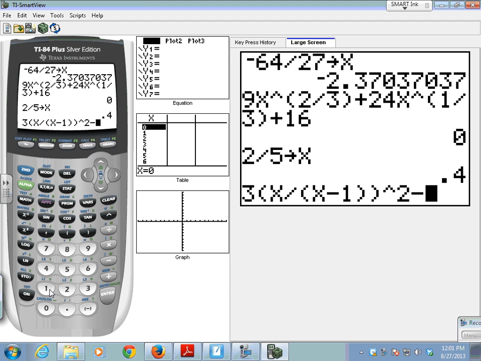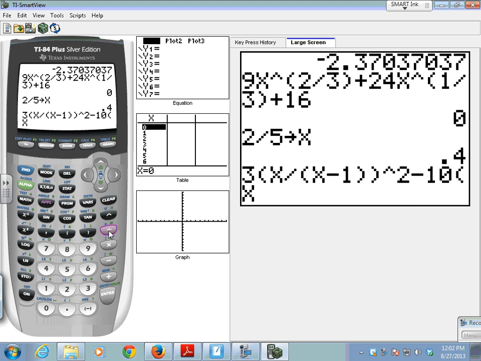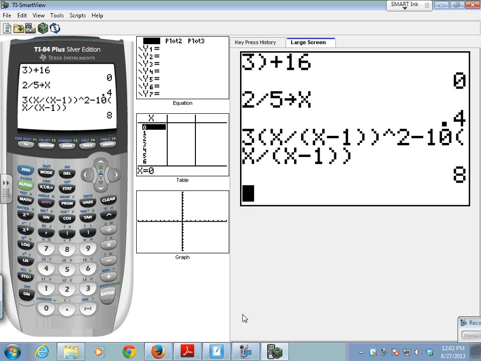And now minus 10, same thing, x divided by, open the parentheses, close them twice. You open them twice, you close them twice. And so now, if this 0.4 or 2/5 works, my solution or my answer when I hit enter should be 8. Okay, and it is. So the first one works.